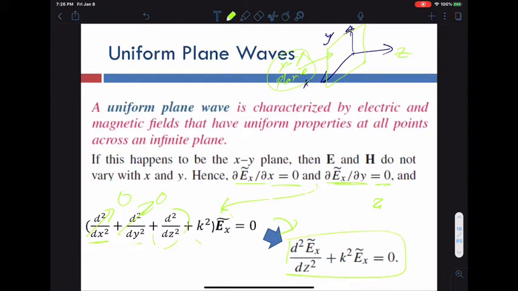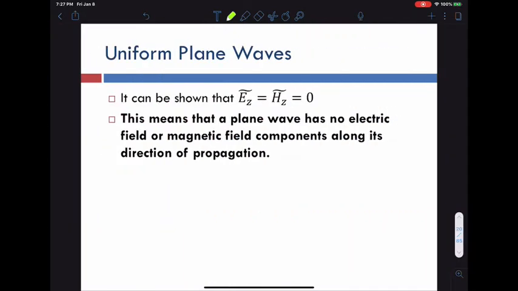Okay. So this is only the x component, right? You can do the same thing for the y component, and there should not be a z component in there. The z component is not on the xy plane, so you can develop the same equation for the y component too, and also the same thing for H. All right. So with that, we can show that there is no z component on the xy plane.